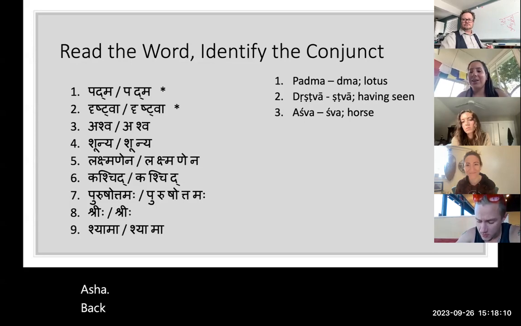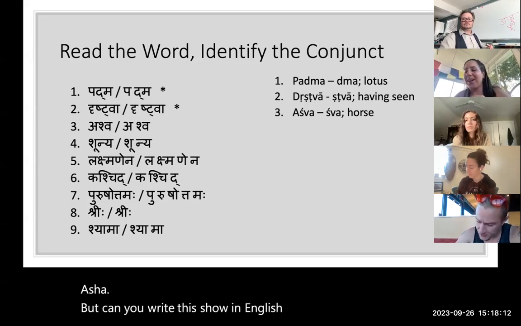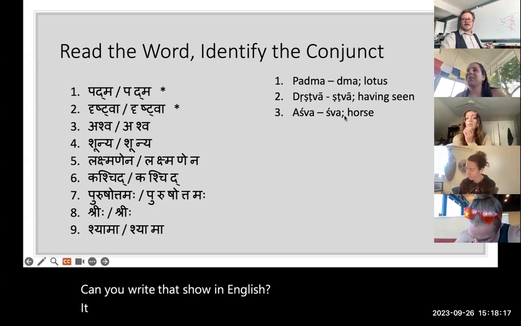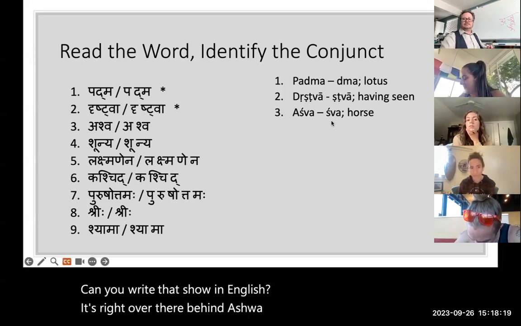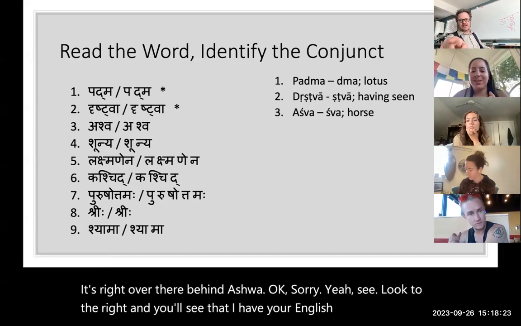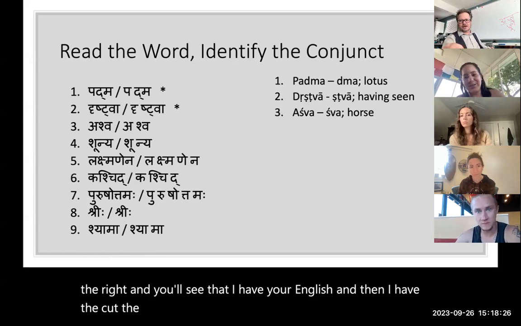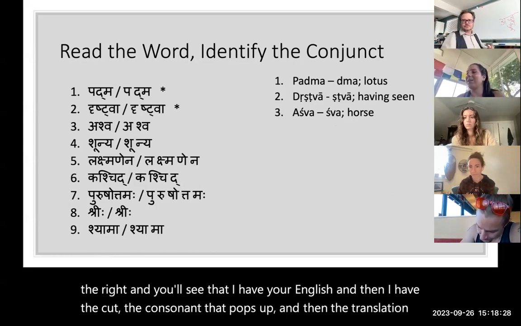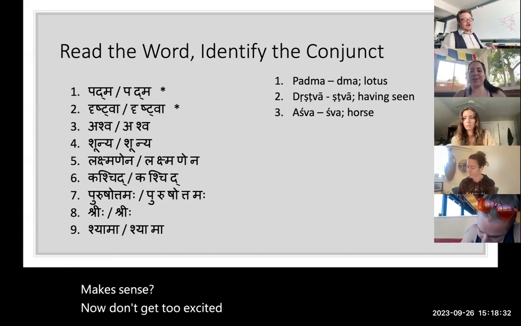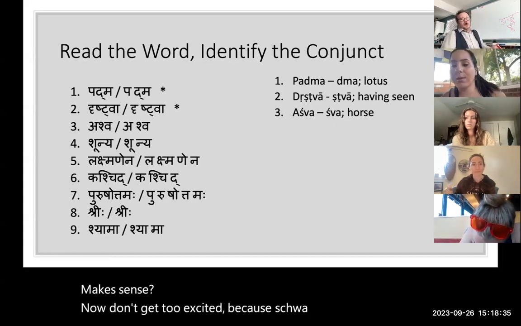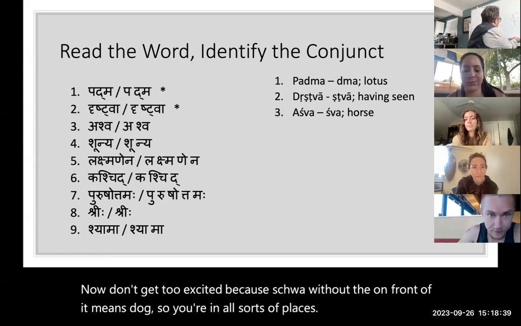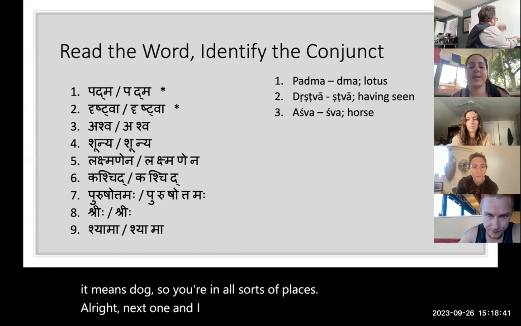Can you write the sh in English? It's right over there behind Ashwa. Oh, okay. Sorry. Yeah. Look to the right, and you'll see that I have your English, and then I have the consonant that pops up, and then the translation. Make sense? Now, don't get too excited, because schwa, without the a in front of it, means dog. So you're at all sorts of places. All right, next one.